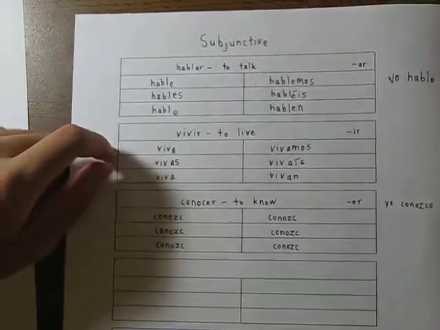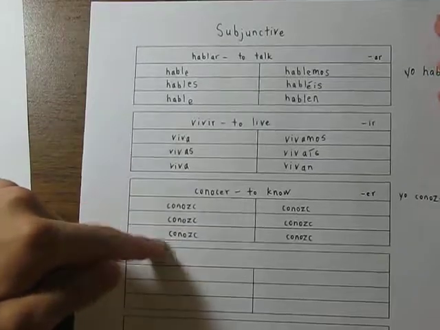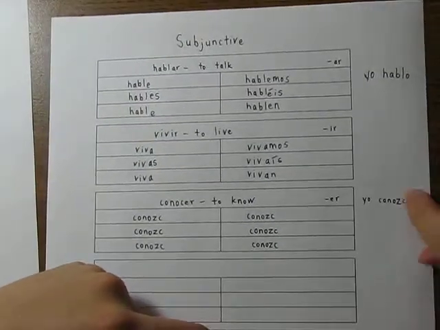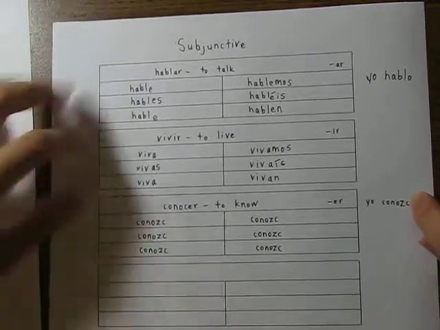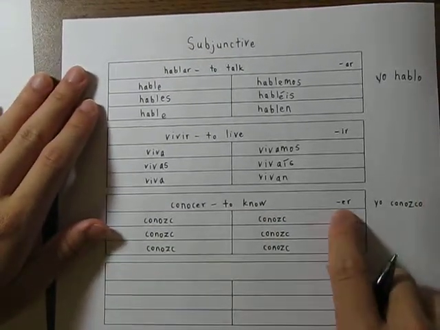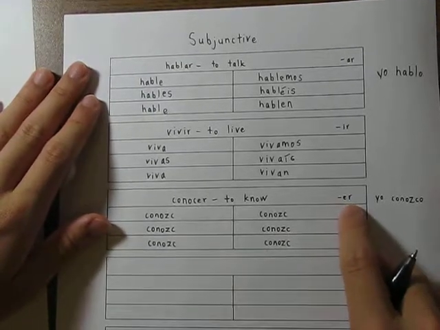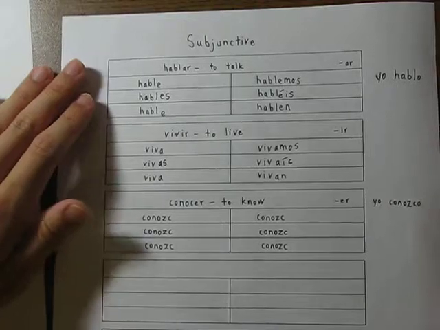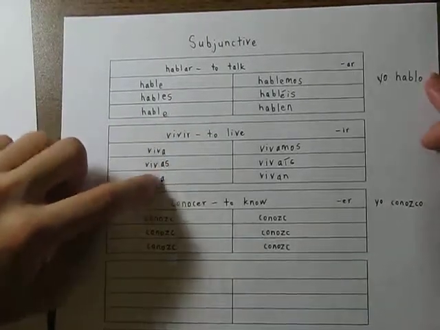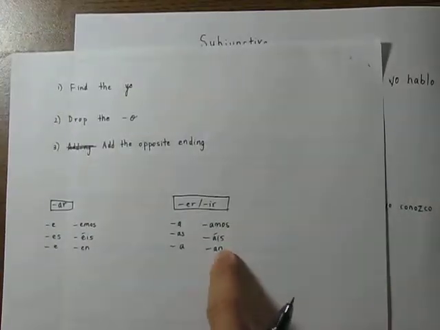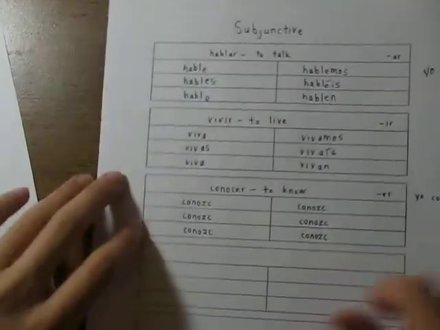So in order to conjugate this, you have to first find the yo, as I've done here, then drop the o. I have these six stems prepared, and then we have to add the opposite ending. Since it's an ER verb, you have to add the as, amos, áis, an endings. So you basically copy these endings right here from here onto your sheet.